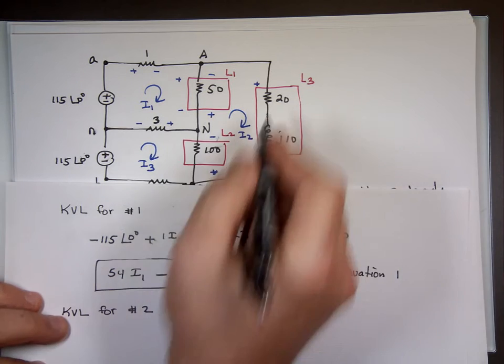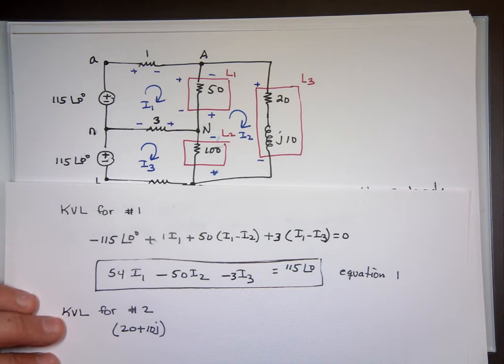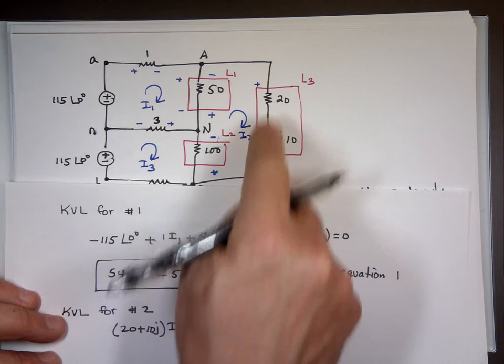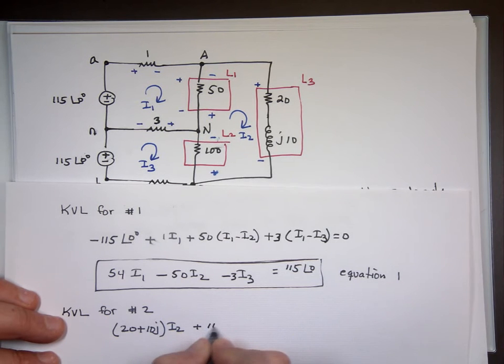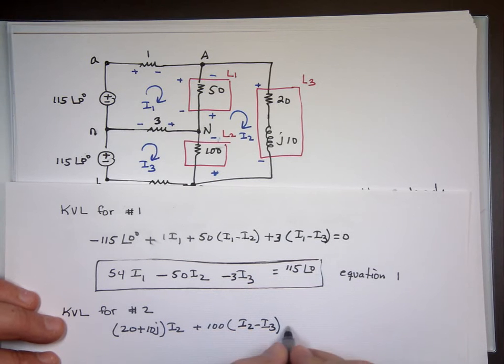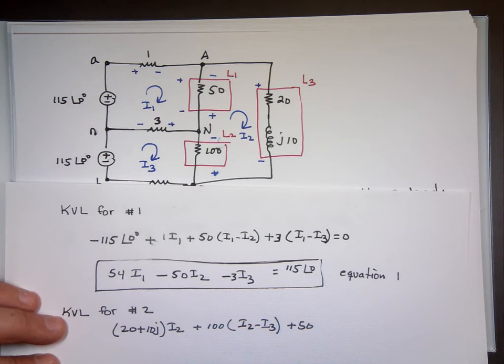So the first one, 20 plus 10J. And what's the current through that? Is it I sub 2? I'm starting with this one. Let's continue. I want plus to minus. So here we go. Plus 100. Since I labeled this plus to minus, I'm looking for the current up or down? Up. And what's the current up? Yes, I sub 2 minus I sub 3. Plus the 50 here. And again, I label this plus to minus, so I'm looking for the current up, which is what? I sub 2 minus I sub 1.